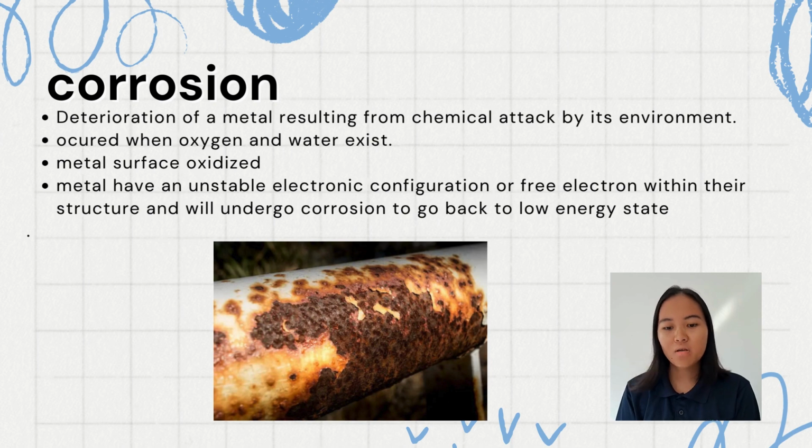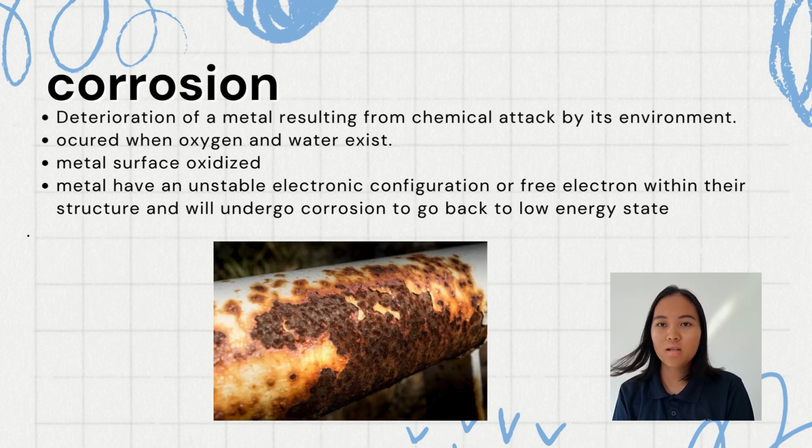I am going to talk about the mechanism of corrosion and the type of corrosion that happened in this case study. Corrosion is a deterioration of a metal surface caused by chemical attack by its environment. For corrosion to happen, water and oxygen must exist. What happens in corrosion is that the surface is oxidized. Corrosion happens because metal has an unstable electronic configuration with free electrons within its structure. It will undergo corrosion to go back to a lower energy state, which is more stable.